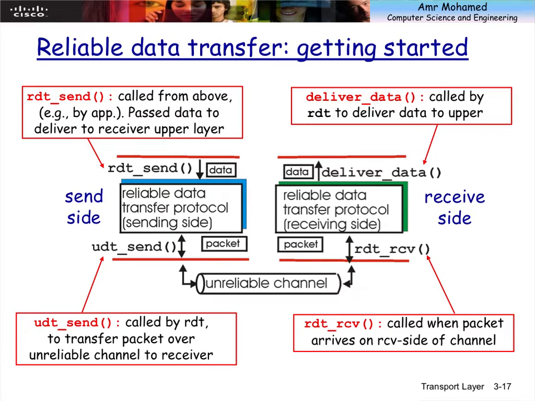Deliver data means what? Deliver the segment to the application. Okay, which means that everything is fine. Okay, I received the segment. Everything is fine. Okay, send the segment above to the application. Okay, so these two are triggered by an event, and these two are functions that I have to call once I finish the logic. Okay?